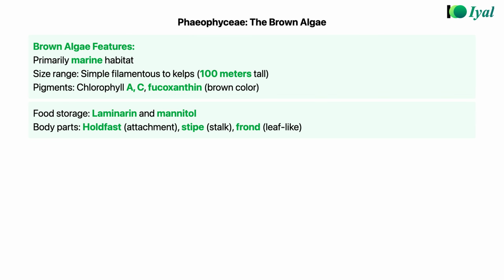Brown algae store their food as complex carbohydrates, specifically laminarin or mannitol. Their body structure is pretty organized. They have a holdfast that attaches them to the substrate, a stalk called the stipe, and a leaf-like photosynthetic organ called the frond. The cell wall has cellulose, but it's usually covered with a gelatinous coating of algin on the outside. Common examples of brown algae include Ectocarpus, Dictyota, Laminaria, Sargassum, and Fucus. These are the major representatives you'll encounter.